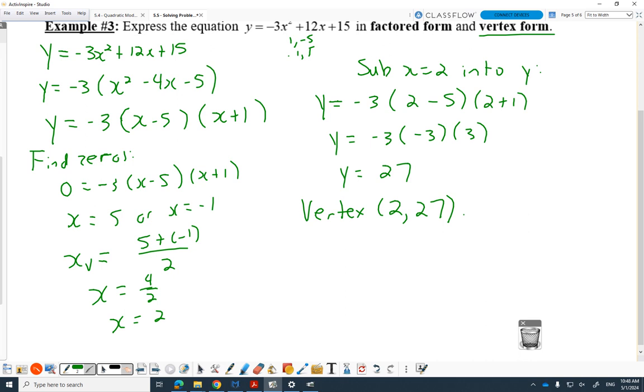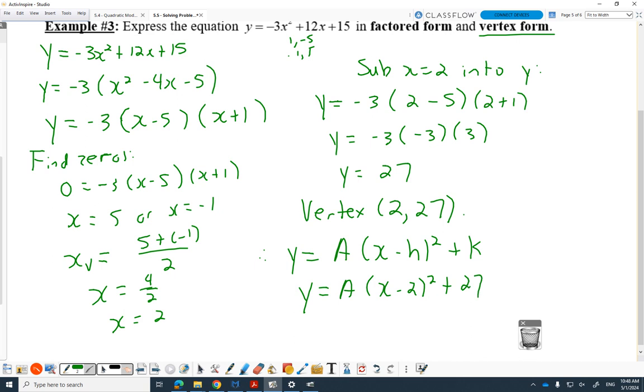Anyways, vertex 2, 27. Back, I was trying to find vertex form. Therefore, y equals a(x minus h) squared plus k. After all that work, I can now write y equals a(x minus 2) squared plus 27.